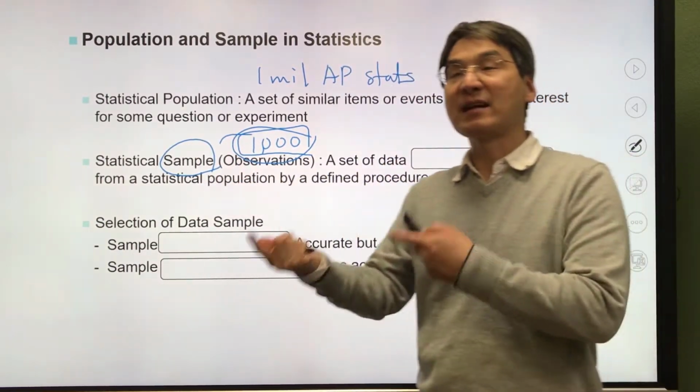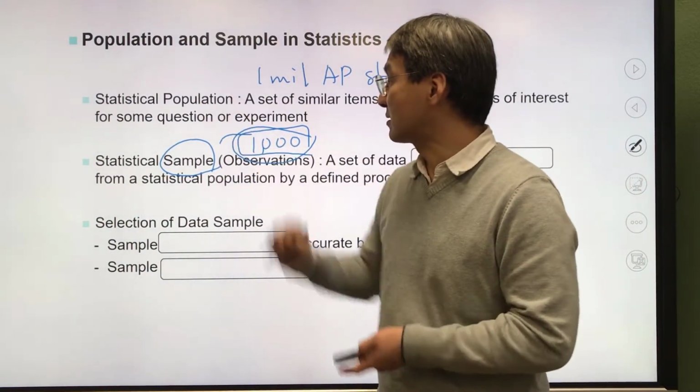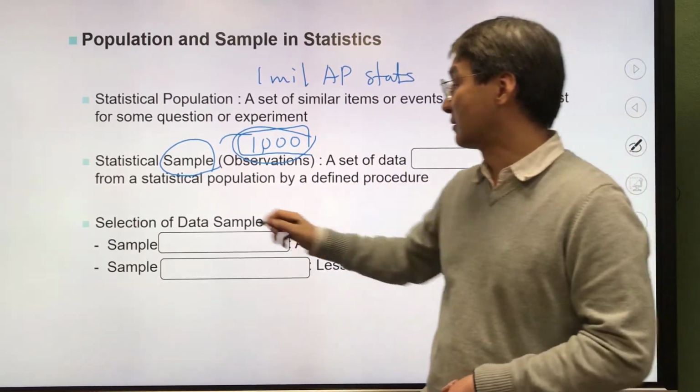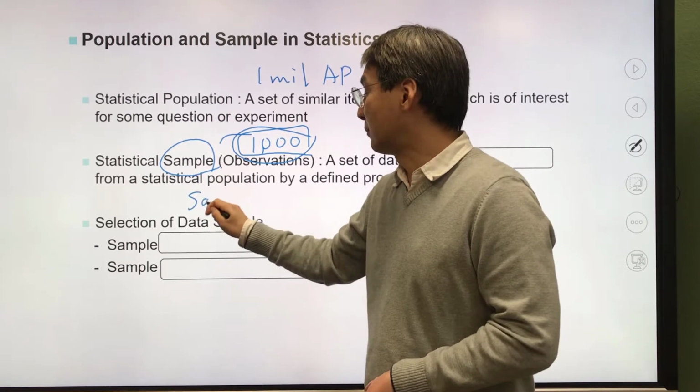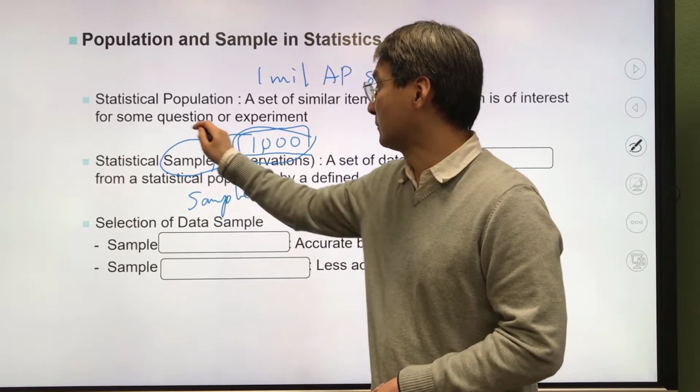So we could give a second mock test, the second test. We take these students back into the population. We pick another 1,000 students. That is a second sample. So this is sample 1 and this is sample 2.